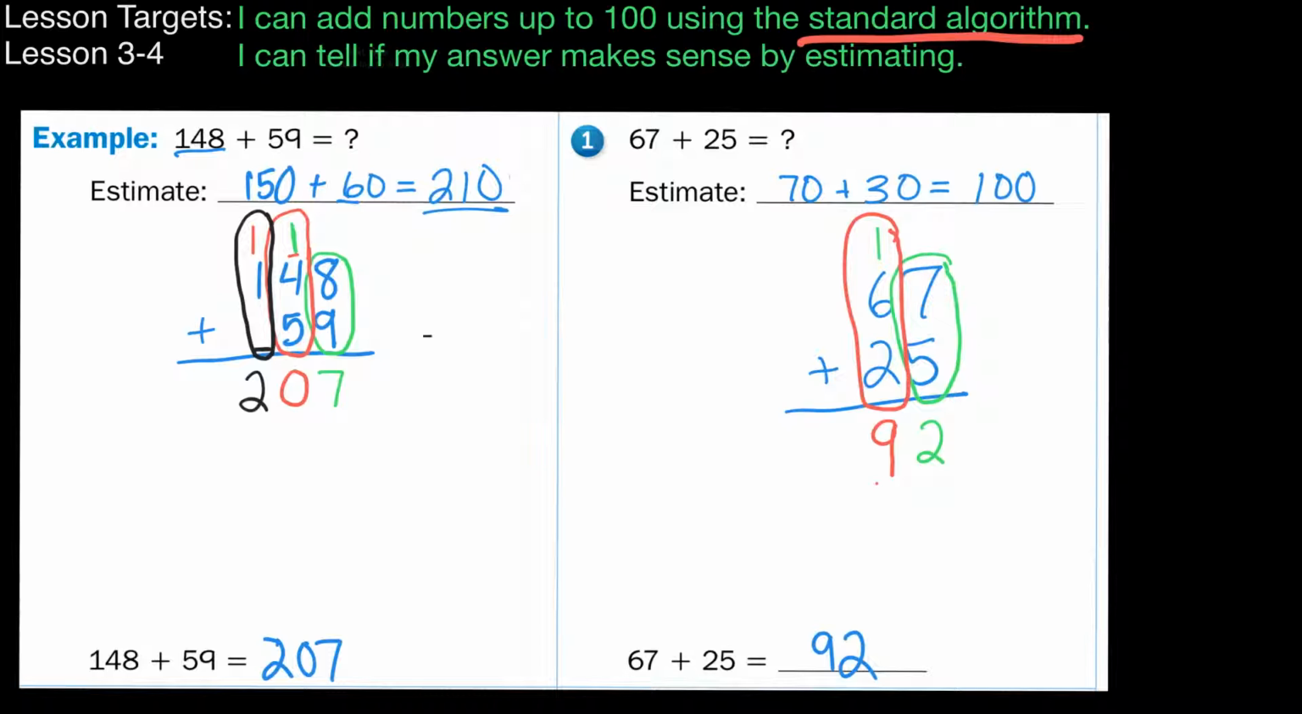My last step, what we must do, is we're going to go back up here and check out our estimate, and I can think that 92 is close enough to 100. So my answer is reasonable.